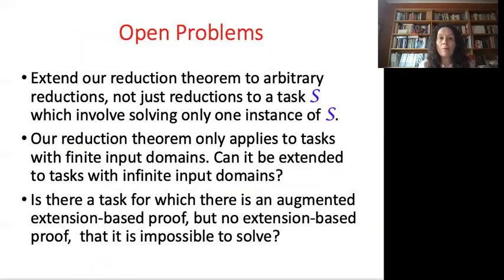There are a number of open problems that remain. The first is to extend our reduction theorem to include oracle reductions, which may involve solving multiple instances of the problem being reduced to. Our reduction theorem only applies to tasks with finite input domains. Another problem is to extend it to tasks with infinite input domains. Finally, is the class of augmented extension-based proofs strictly more powerful than the class of extension-based proofs? In other words, is there a task for which there is an augmented extension-based proof that it is impossible to solve, but there is no extension-based proof that it is impossible to solve?